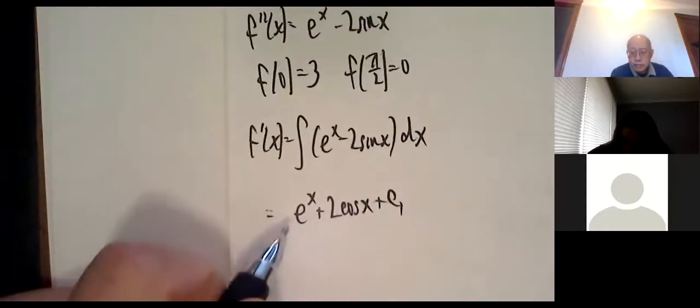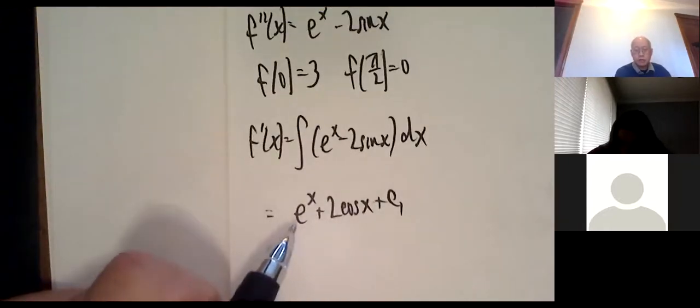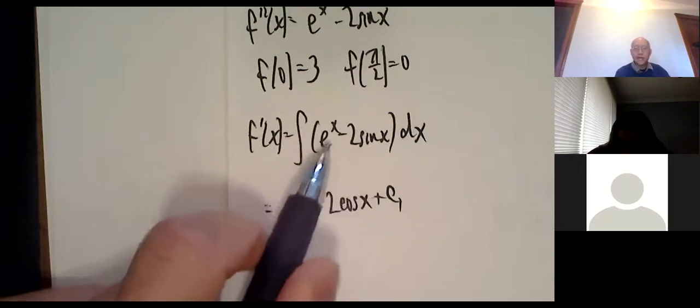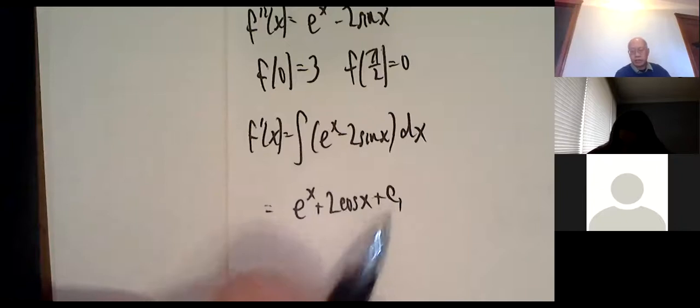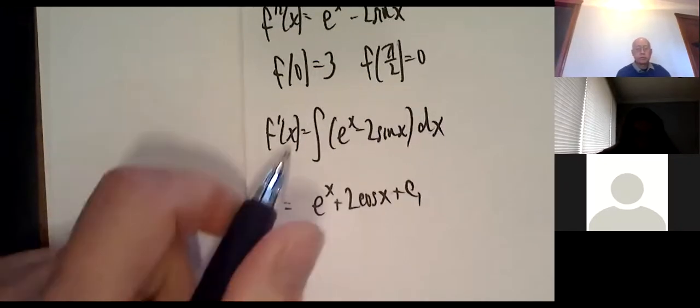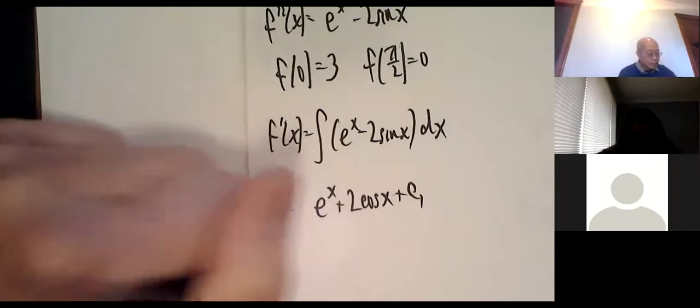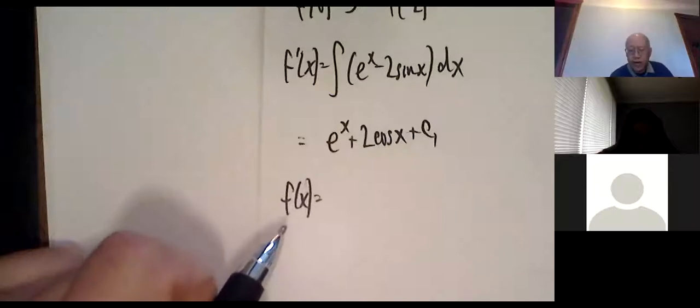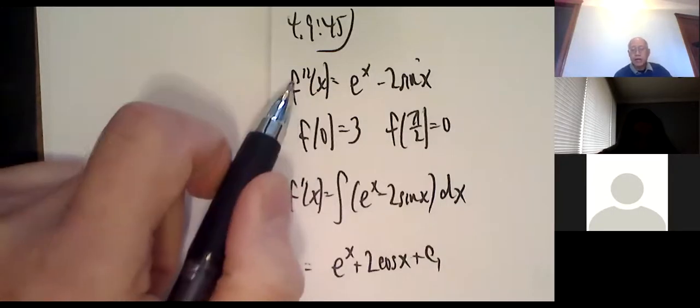How can you check? Take the derivative. Derivative of e to the x is itself. Derivative of 2 cosine x is negative 2 sine x. And derivative of c1 is 0. Okay, that works. Do it again. And then I'm at the f level, right? Whereas before, we just started off with f, find f prime, find f double prime. Now it's backwards. Here's f double prime.